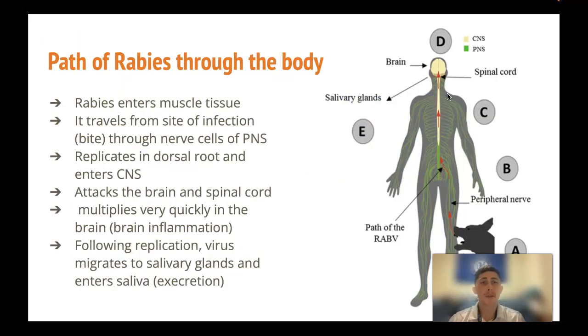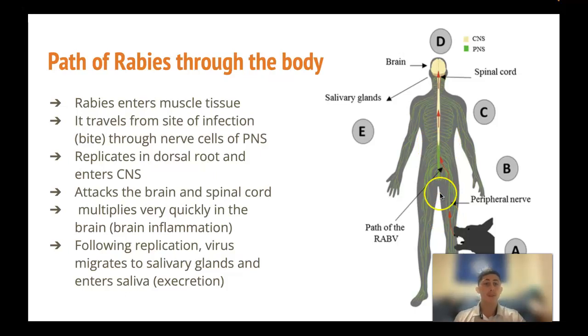So how does the virus actually reach your brain? It first enters through the bite of a rabid animal. It travels up your peripheral nervous system to that dorsal root where it replicates, and you can see here it's that color change between cream and green. That's where it replicates in that dorsal root and enters your central nervous system.